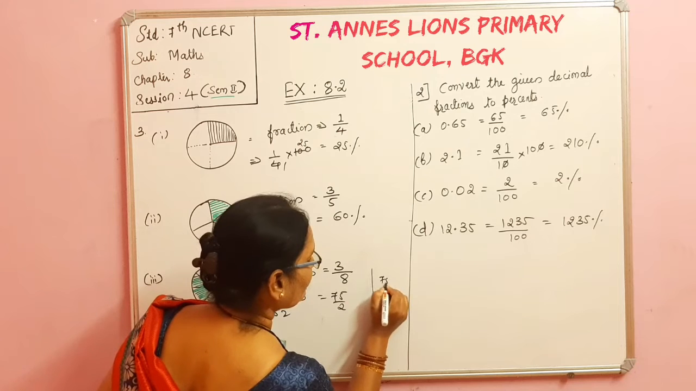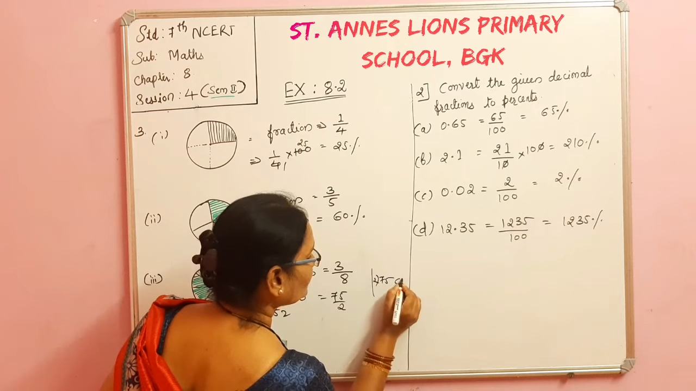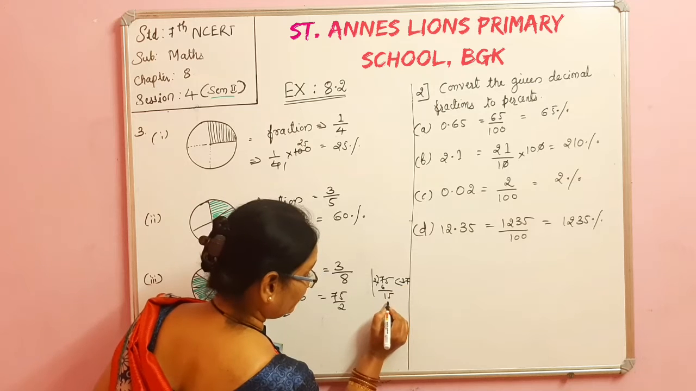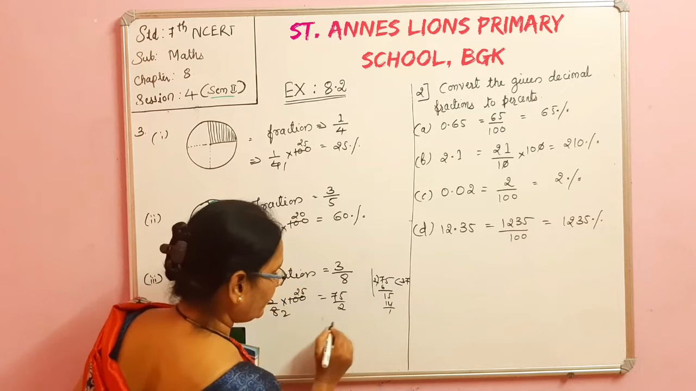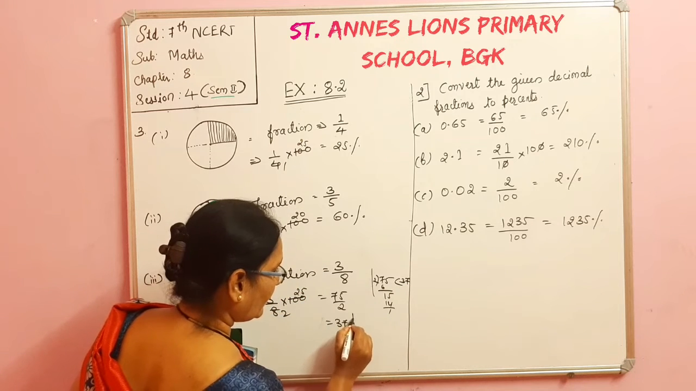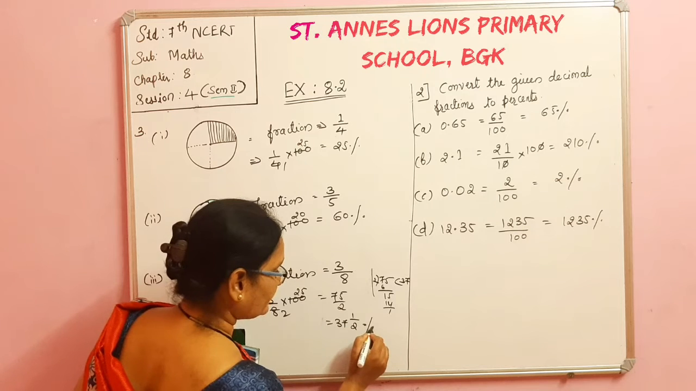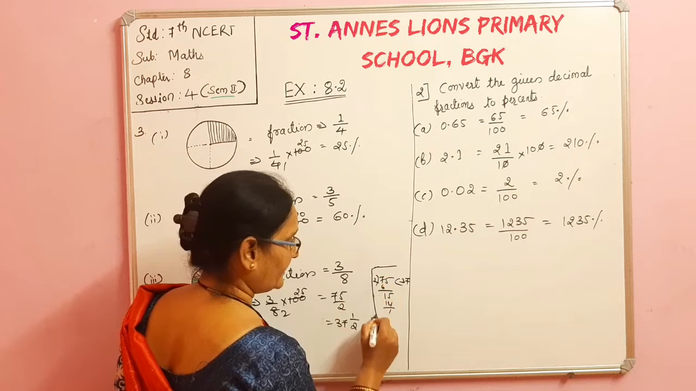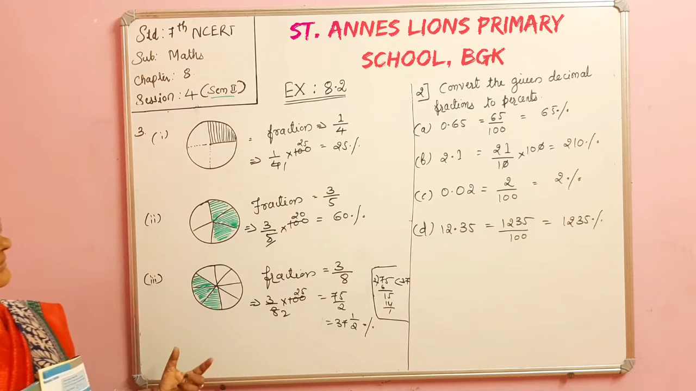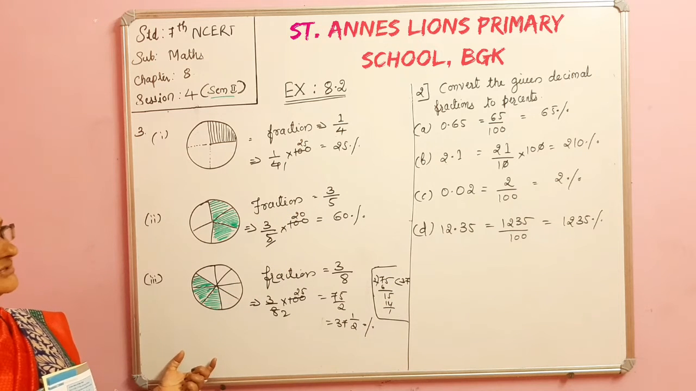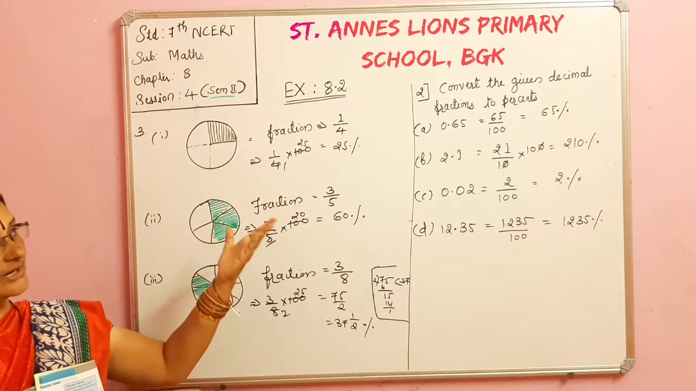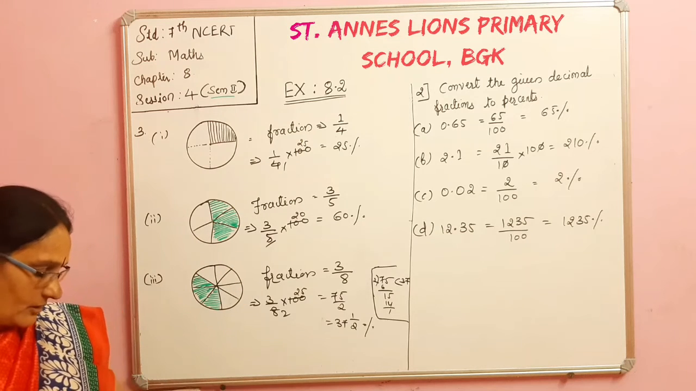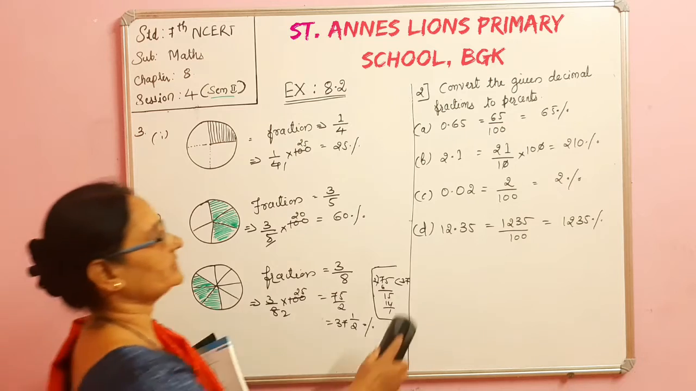See in the working column, 75 by 2. 2 threes are 6, 1 remains, 15. 2 sevens are 14, 1. 37 integer 1 by 2% is the answer. So keep it in the mind. When to multiply with 100 to get the percentage, when to write the denominator 100. So keeping all these points in the mind, see what we are doing in the exercise.